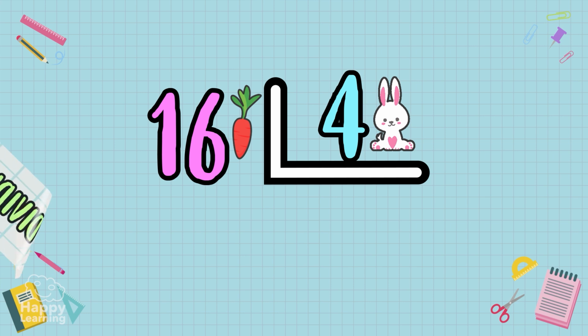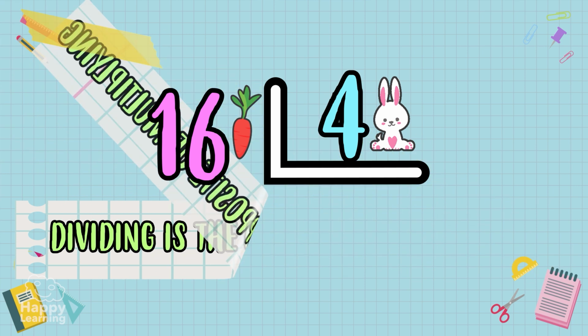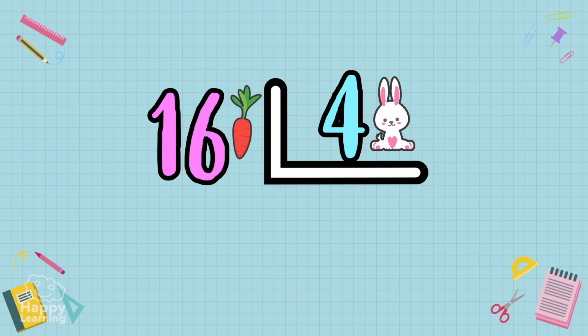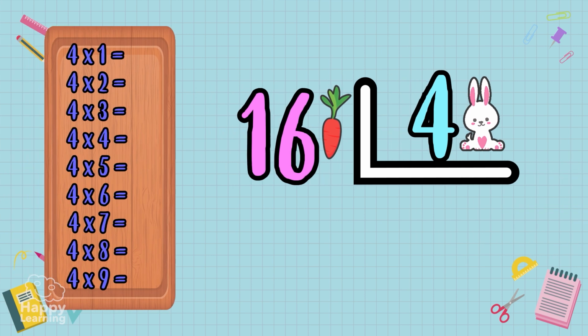We have to know that dividing is the opposite of multiplying. So to know how much 16 divided by 4 is, we have to know what number multiplied by 4 gives us a total of 16. That's why it's very important to know the times tables. Let's try. 4 times 1, 4. 4 times 2, 8. 4 times 3, 12. 4 times 4, 16. Ah, here we have the number we were looking for. And we put it here.